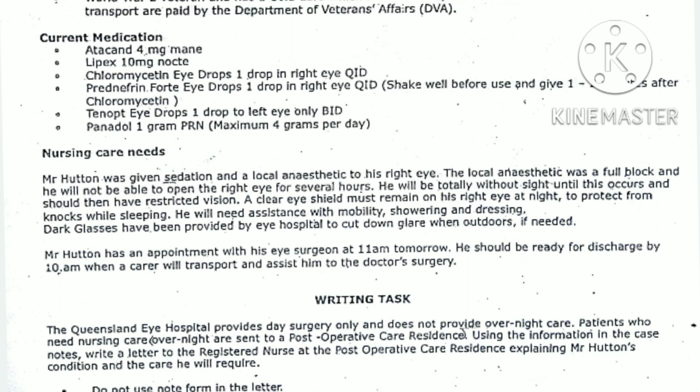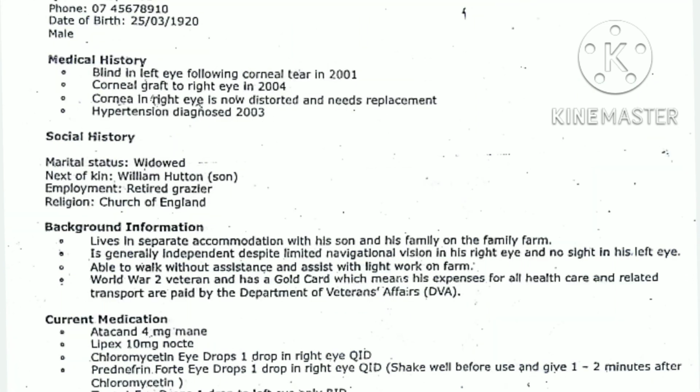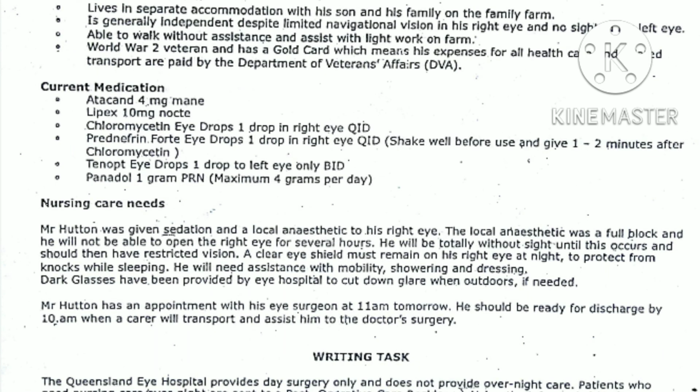Then next we can write the social history. Mr. Hutton is a widower who lives with his son and his family. He is blind in the left eye following a corneal tear in 2001. He has had hypertension since 2003 and is on Atacand 4 mg in the morning. And you can mention that although he is blind, he is independent in his daily activities. The next is the recommendation.